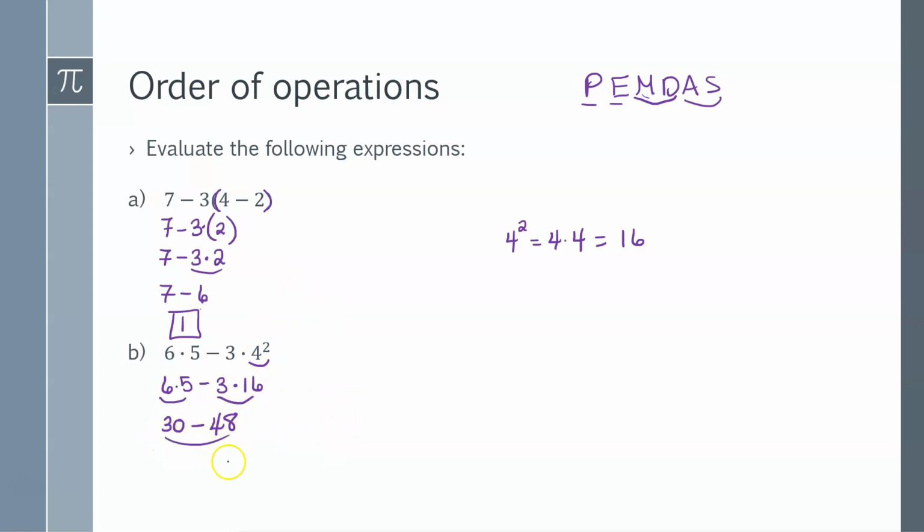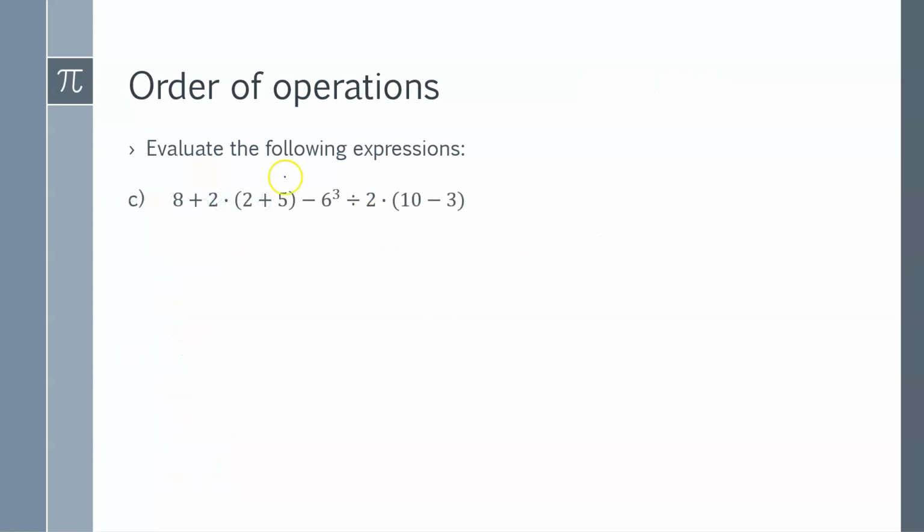And then we only have one step left, subtraction. So let's go ahead and subtract these. Now 30 minus 48 is going to be negative 18. You're losing $18 basically. You had 30, you paid somebody 48, you're down in the hole $18. Okay, let's try one more practice problem.